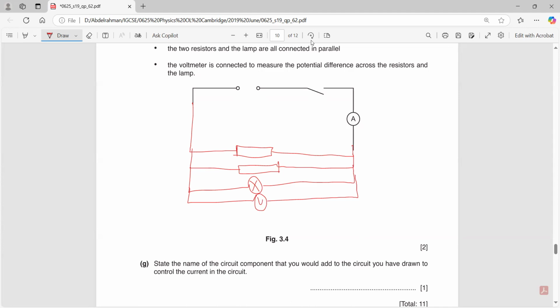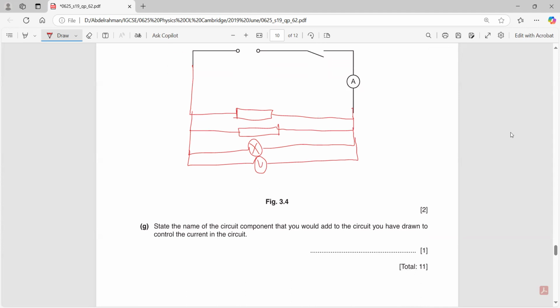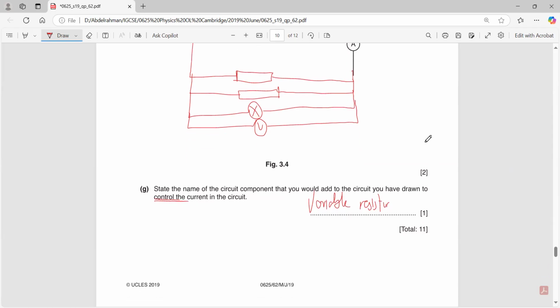State the name of the circuit component that you would add to the circuit you have drawn to control the current. Which circuit component controls the current? Yes, it is a variable resistor. Do I have to draw with the ruler? No, you do not have to draw with the ruler, but you need to draw it neatly.